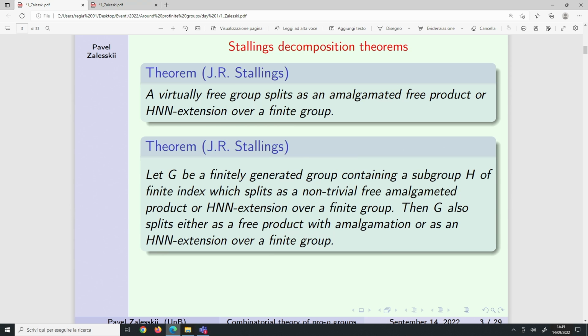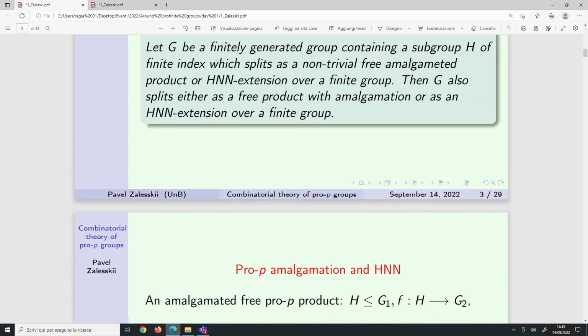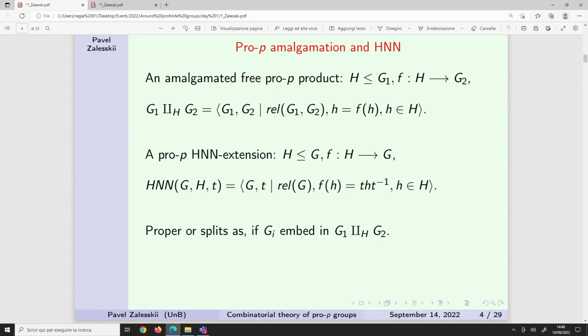These are the two results, and I now come to the Pro-P case and will treat these two results in the Pro-P case. We first define the constructions, and the constructions in the Pro-P case are defined exactly the same way. We just take the same presentation in both cases, but only the groups are Pro-P and all homomorphisms are continuous. So we are now in the world of Pro-P groups, doing everything in the category of Pro-P groups. The rest is the same.